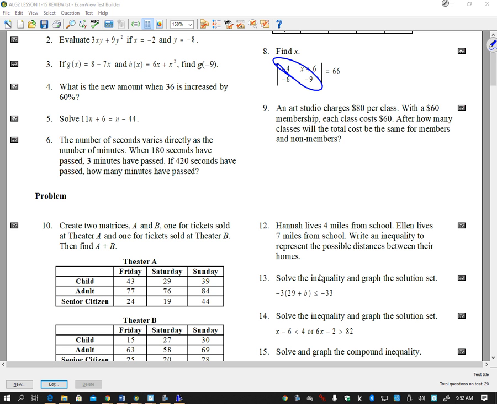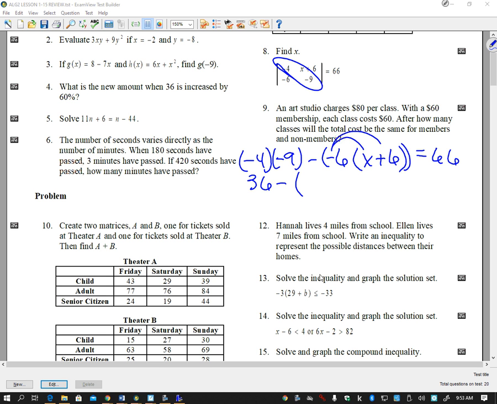first is we've got -4 times -9 minus -6 times x plus 6, equals 66. -4 times -9, what is that? That's 36, right? Okay, 36. Let's see, I should distribute the -6 to the x and the 6. So that's minus -6x minus 36.